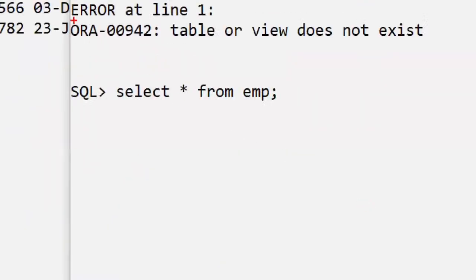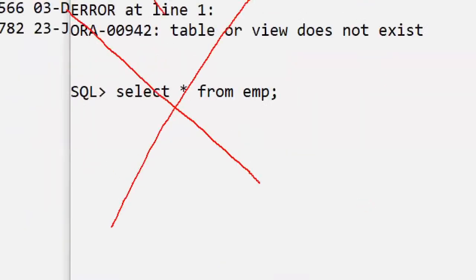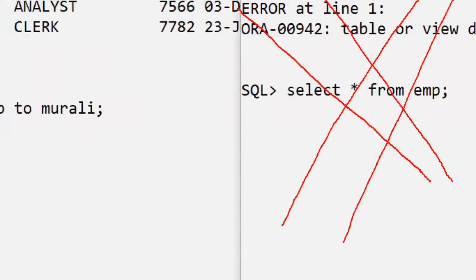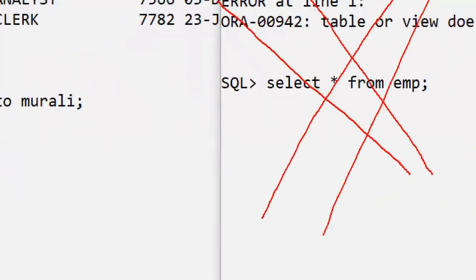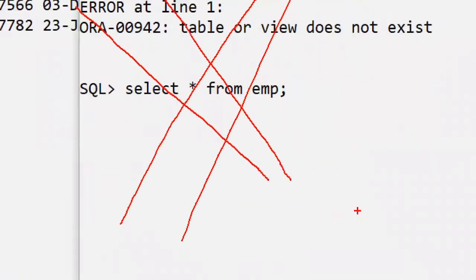But impossible. That is the beauty of the relational data model. Here the grant is succeeded. Now, why is it not possible? That purpose only they are giving a permission. I also had the imagination like that. So now how is it not working? What is going on? We are imagining.